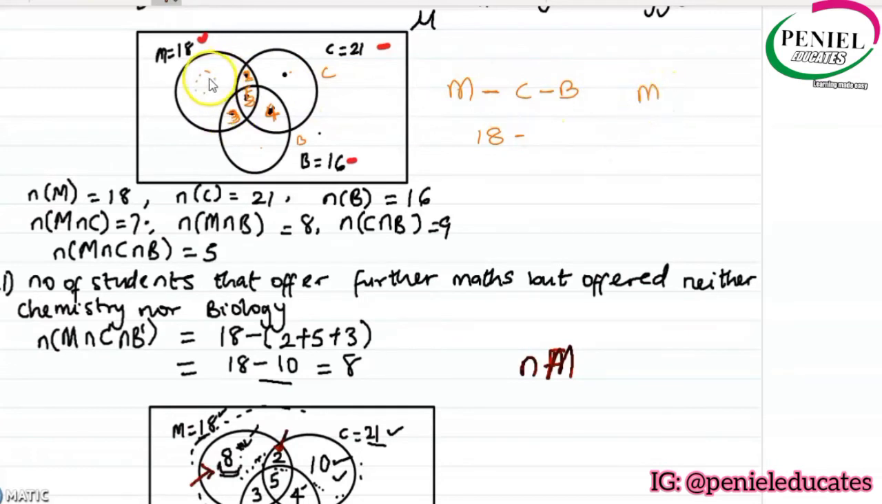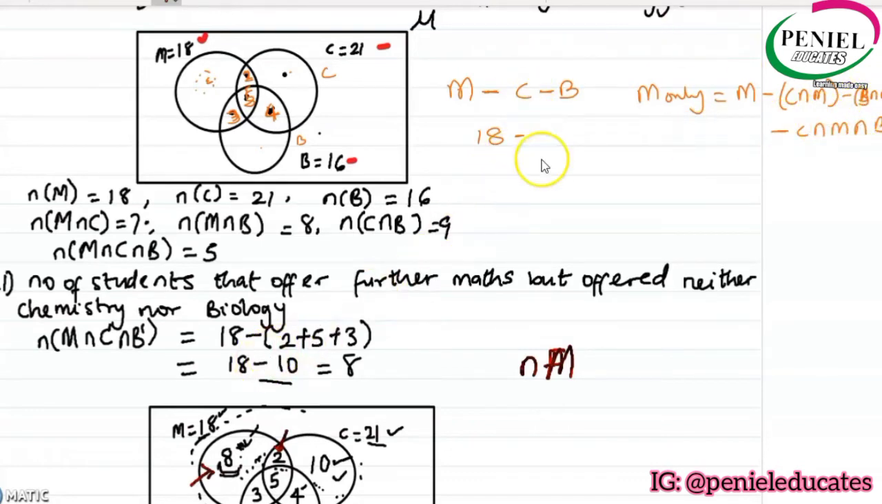But you can still say that M only, which is here, that is mathematics only, is also M minus C intersect M, then minus B intersect M, and also minus C intersect M intersect B. So this B is at the end. That's exactly what we're doing.